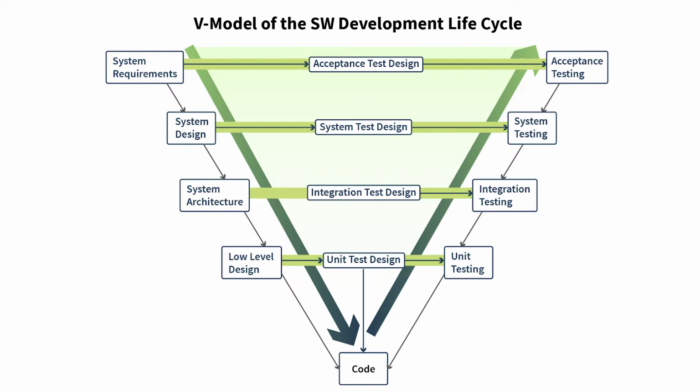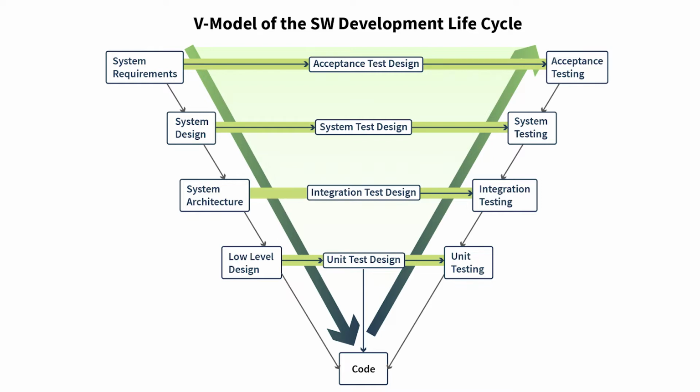But the V model tells you the what you need to do. The V model tells us that we need to do requirements. We need to do an architecture and a system design. We need to do a low-level design, and we need to implement the project in code.